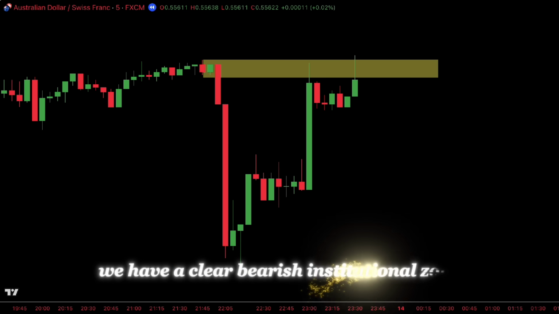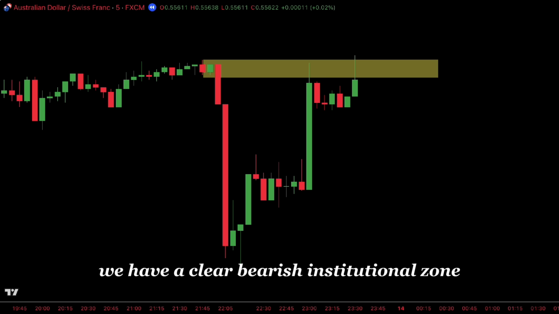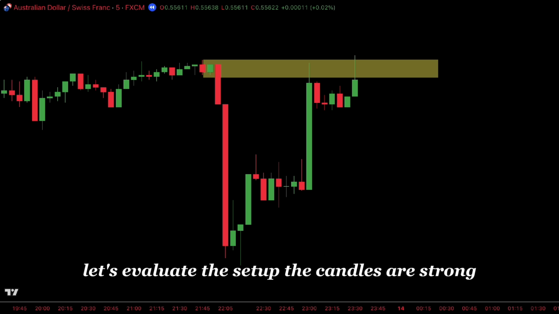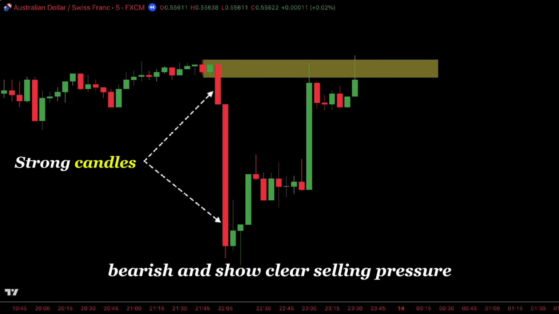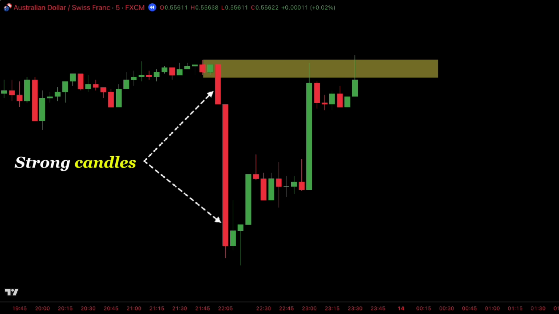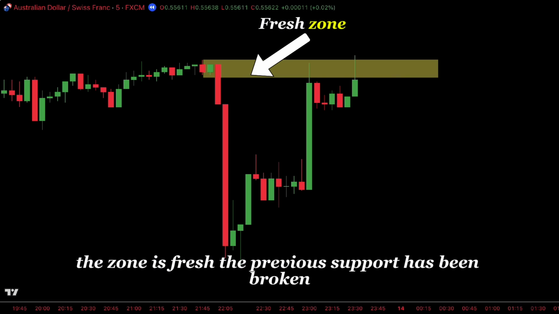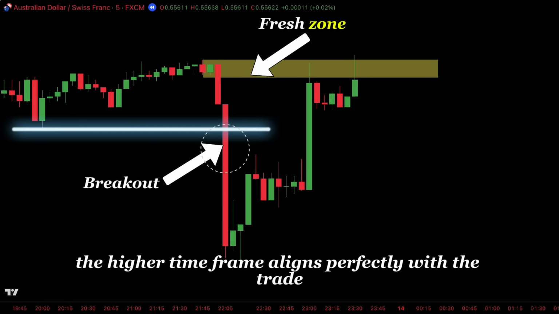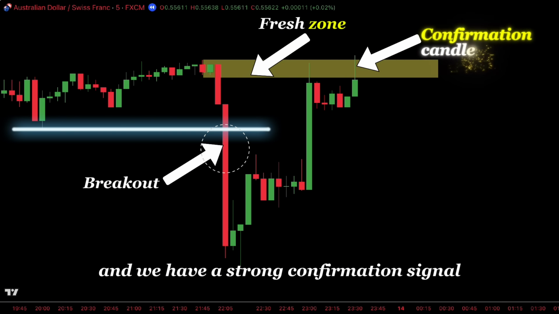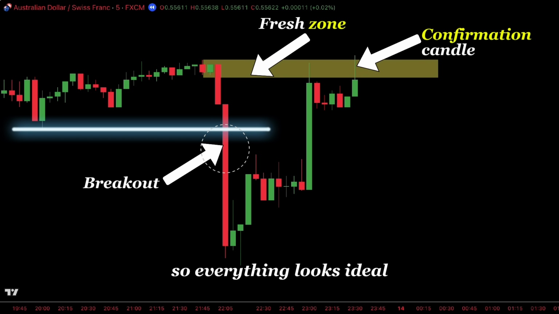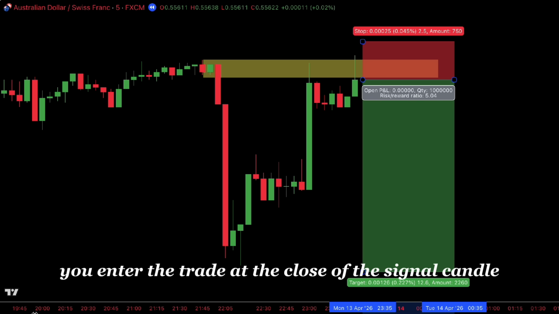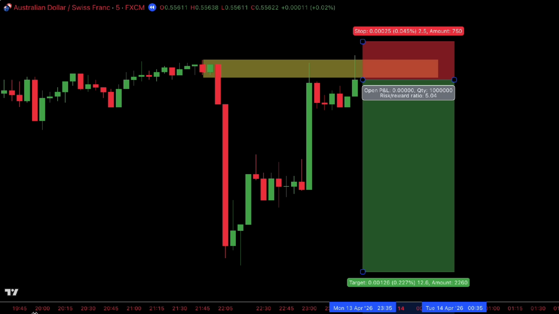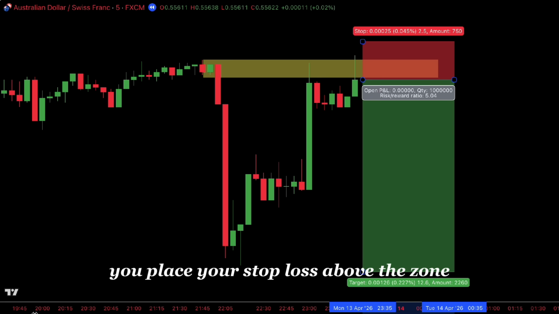Now let's look at another chart example. As you can see, we have a clear bearish institutional zone. Let's evaluate the setup. The candles are strong, bearish, and show clear selling pressure. The zone is fresh. The previous support has been broken, confirming a shift in structure. The higher time frame aligns perfectly with the trade, and we have a strong confirmation signal. So everything looks ideal. You enter the trade at the close of the signal candle. You place your stop loss above the zone, and your target at the next key level.